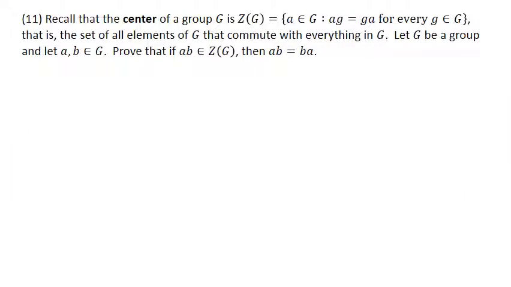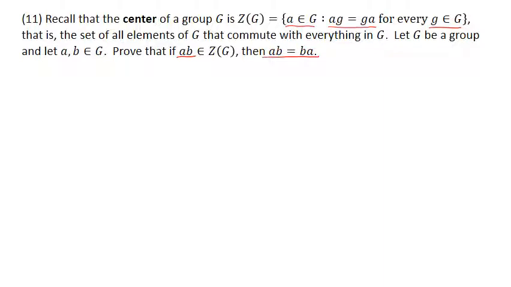Okay, let's look at number 11. So here, recall that the center of a group is denoted Z of G, and that is all the elements A in G such that AG equals GA for every element G of the group. So in other words, the center is all the elements that commute with everything in the group. So let G be a group and let A and B be elements of G. Prove that if AB is in the center of the group, then AB equals BA.